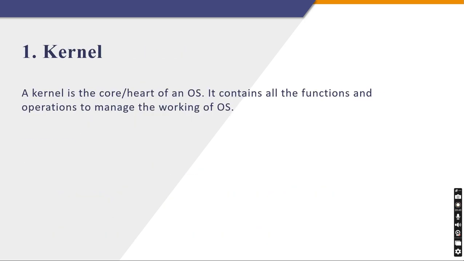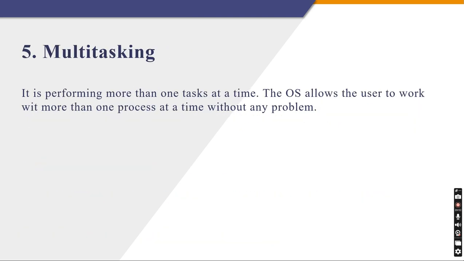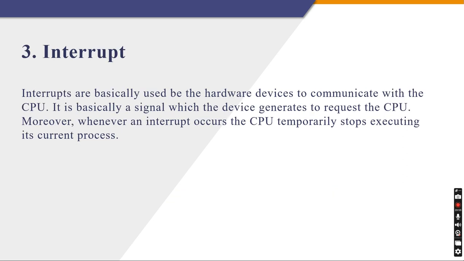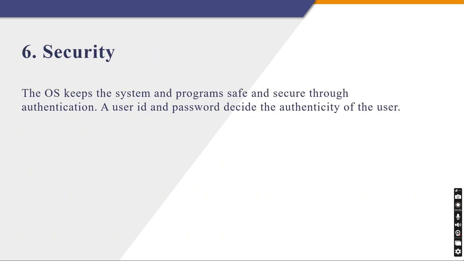First the most important is the kernel, second is process, third is memory management, and fourth is security. Interrupt and multitasking are also important, but not the most important. I said most important, not just important.